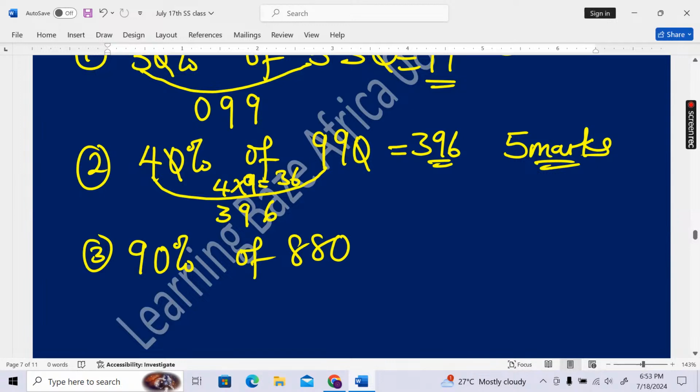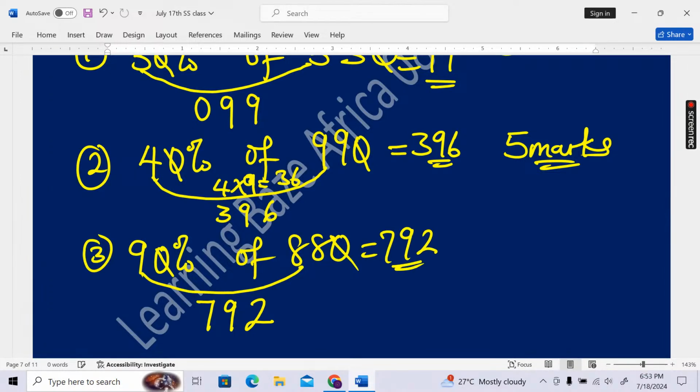All right, thank you for those who were able to send their answers quickly. Now, what we need to do is to strike out the zeros. Then we'll multiply 9 by 8. So 9 times 8 is 72. Write 7, write 2 with a space in between. Then add 7 and 2 together. You have 9. Write it at the middle. So the answer is 792. So 90% of 880 is 792. If that was the answer that you typed, give yourself 5 marks.